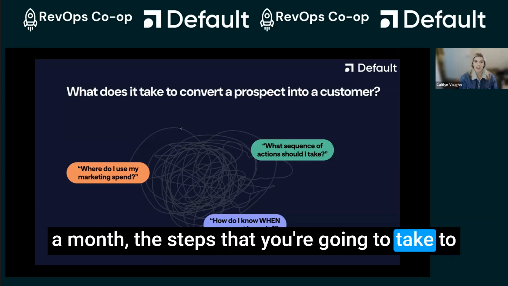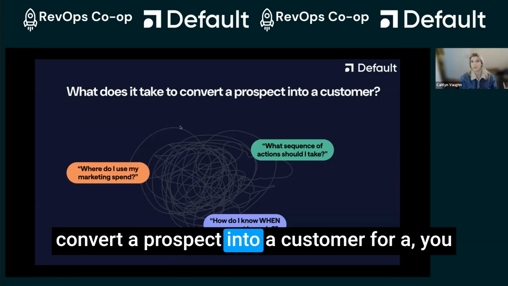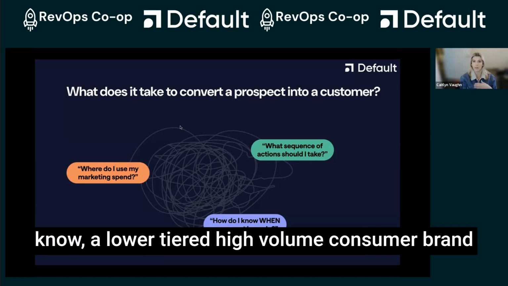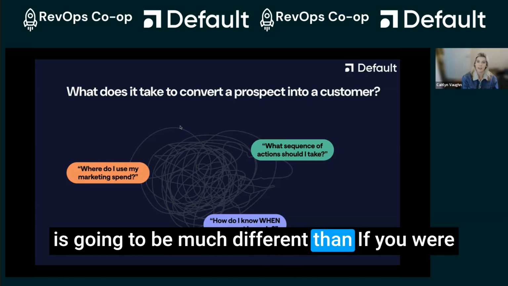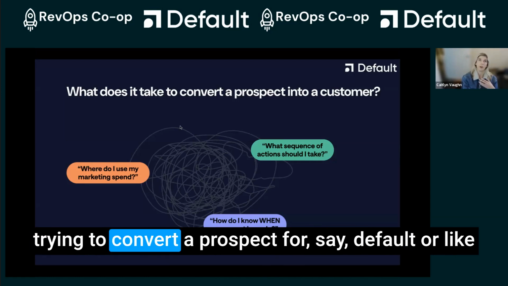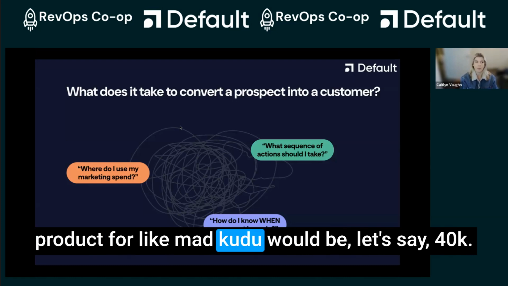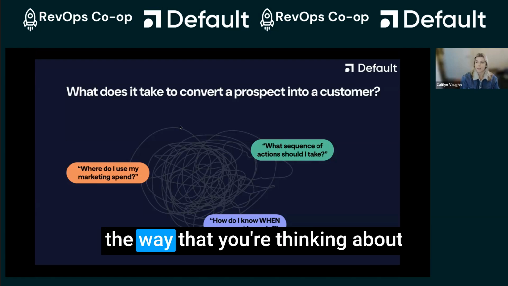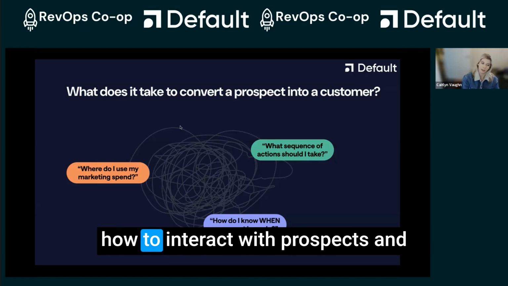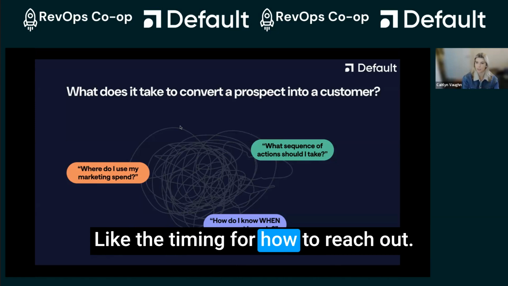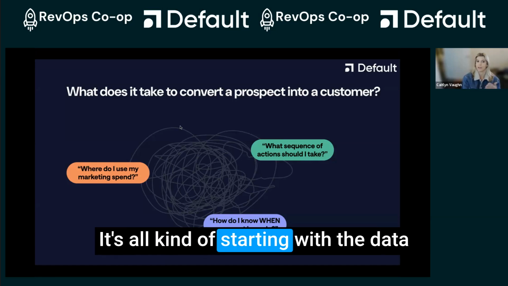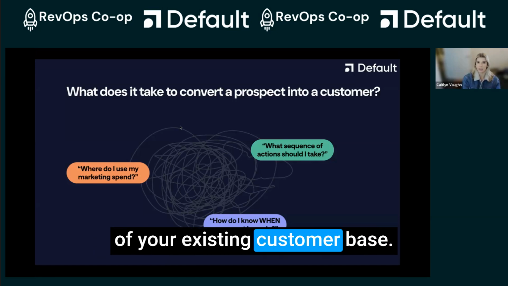The steps that you're going to take to convert a prospect into a customer for a lower tiered, high volume consumer brand are going to be much different than if you were trying to convert a prospect for, say, Default or like a Mad Kudu, where the entrance price for a product for Mad Kudu would be, let's say, $40K. The way that you're thinking about how to interact with prospects and the timing for how to reach out, it's all kind of starting with the data of your existing customer base, right?